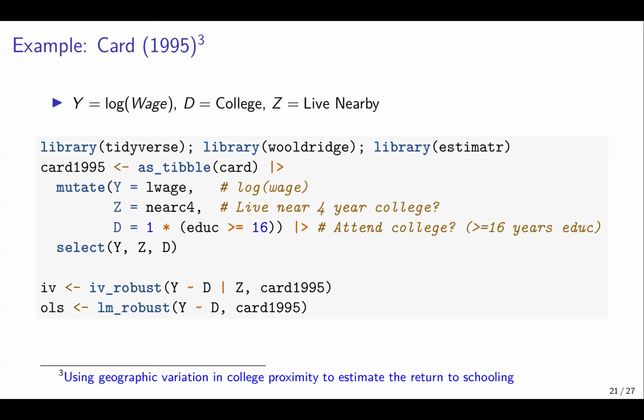And my D is whether you attend college. So that means greater than or equal to 16 years of education. So I have to do a little bit of setup to begin with here using dplyr, but this should all be pretty familiar by this stage because we're having so much fun with dplyr. And by now, we love the tidyverse because it's just so tidy.